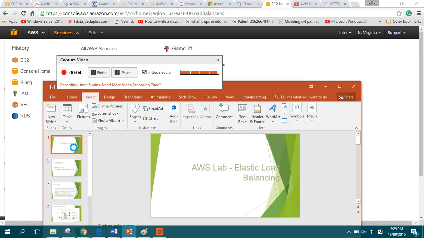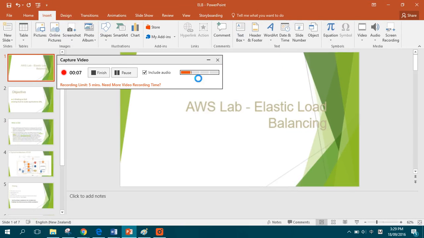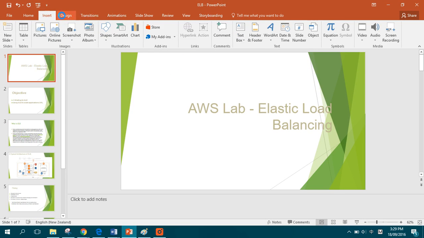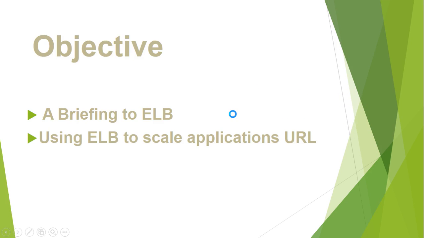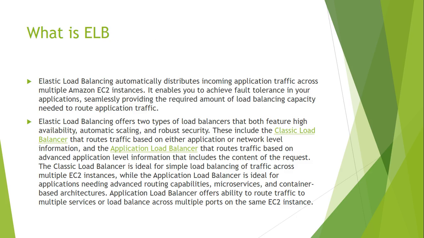Today I'm going to present one important AWS service. We call it Elastic Load Balancing. There are two objectives: one, I will introduce ELB, and then I will use ELB to scale an application. An ELB is like a web traffic manager that allocates incoming application traffic dynamically.